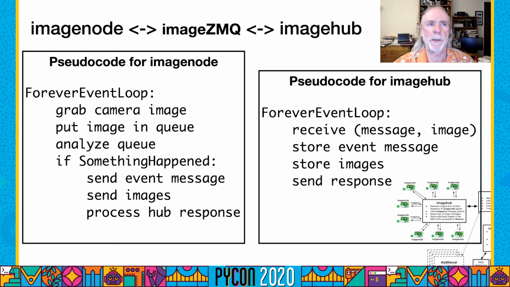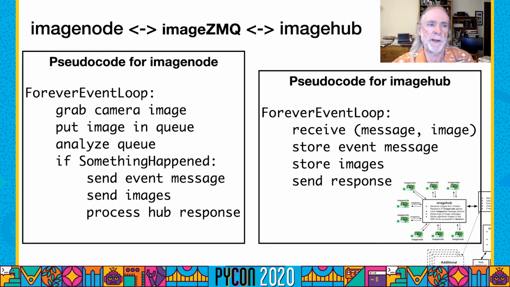So let's talk about my pipeline a little bit. Things start at a Raspberry Pi. I call that an Imagenode. Images are passed over a network using a tool called ImageZMQ, and they arrive at the Imagehub. I'm not going to talk further than the Imagehub today because this is only a 30-minute talk, and, well, that's going to be plenty. So let's talk about the pseudocode for what happens on an Imagenode.